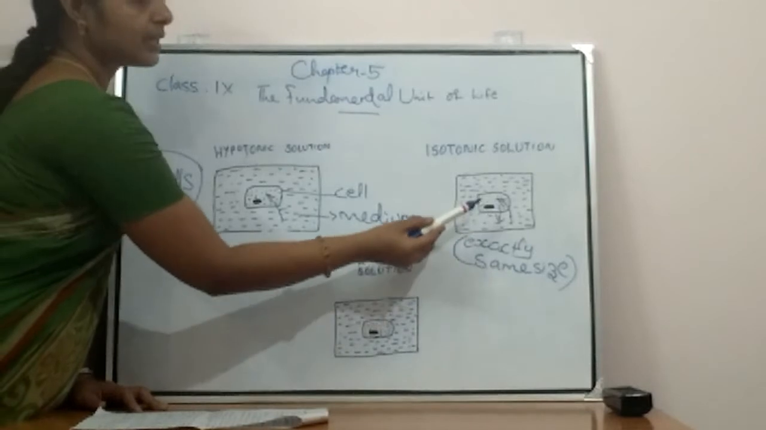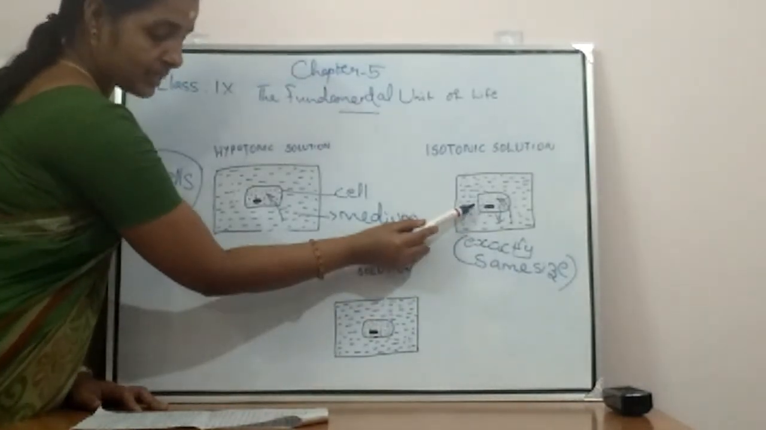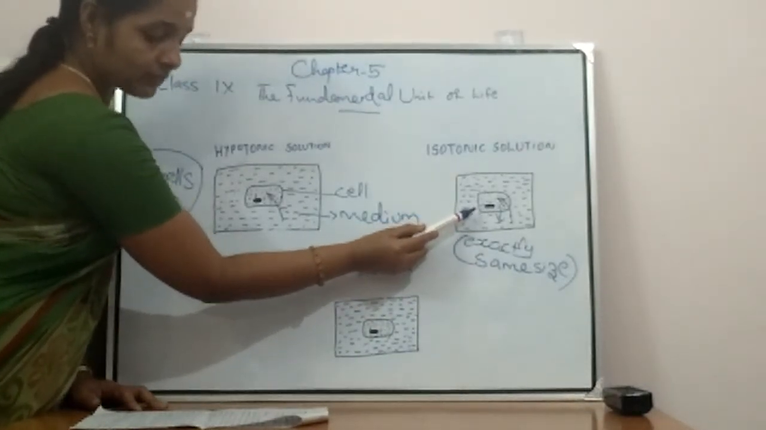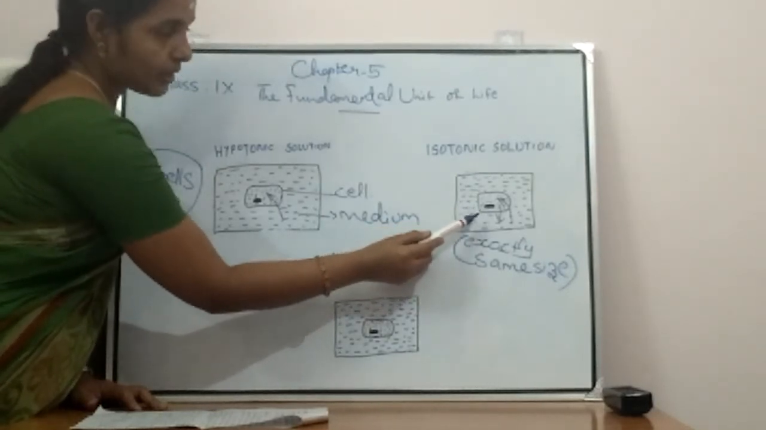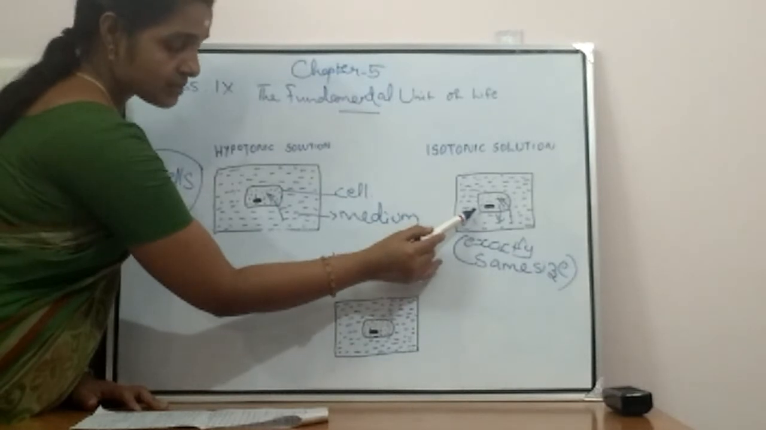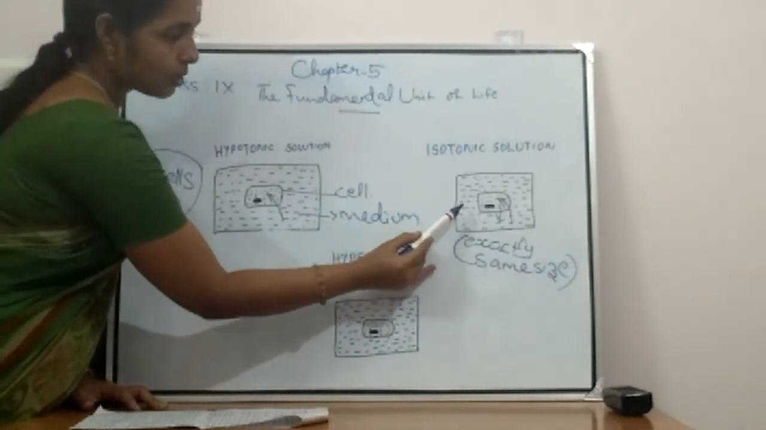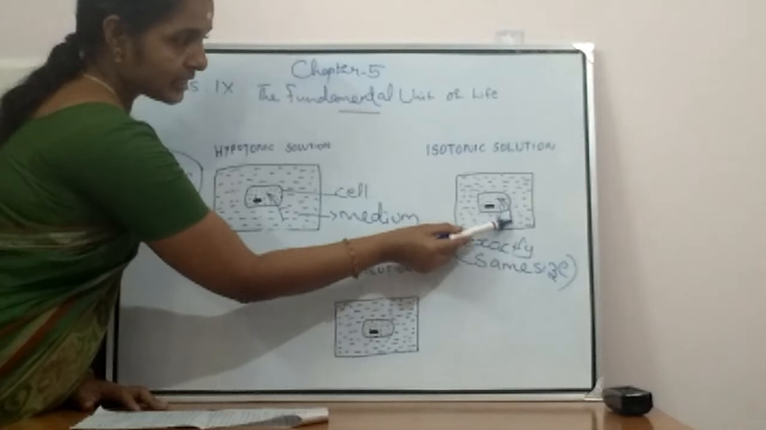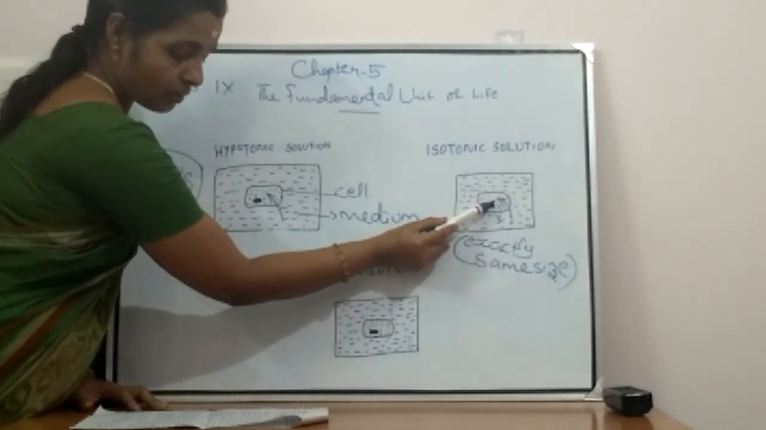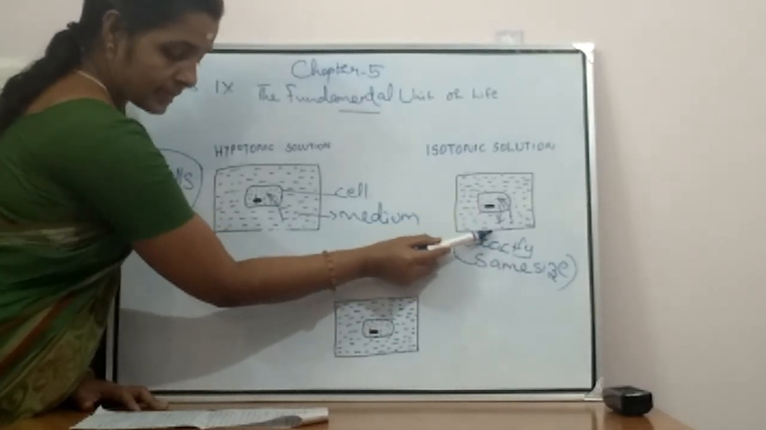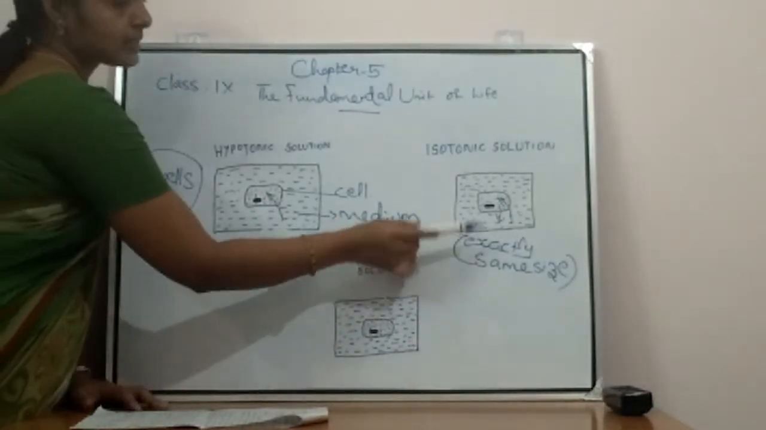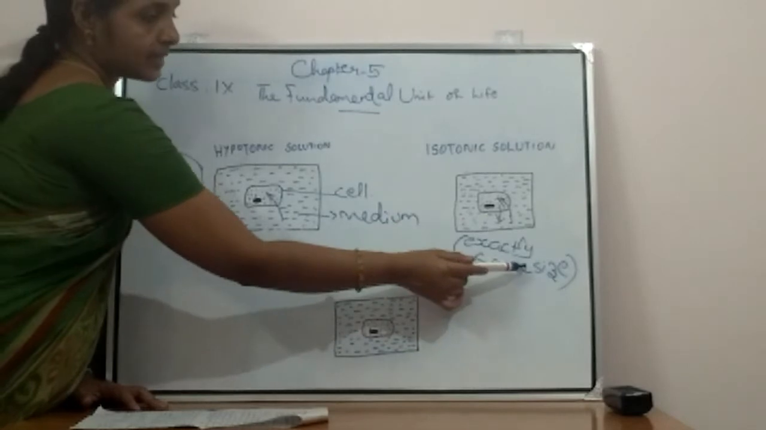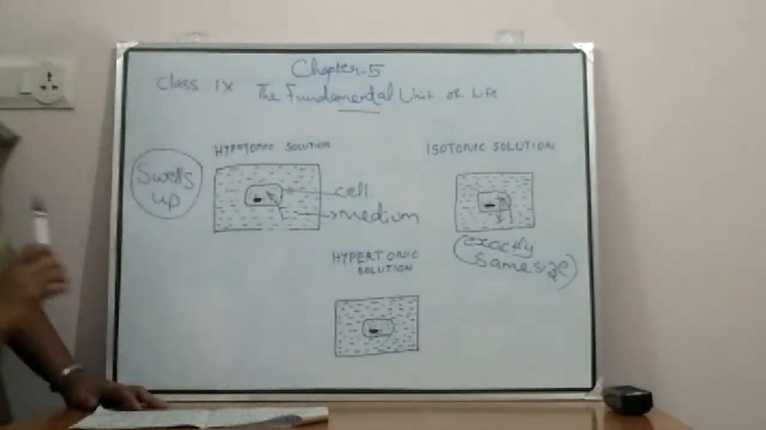And if we put an animal cell or a plant cell in an isotonic solution, what will happen? The cell will stay the same size. Why does the cell stay the same size? Because the amount of water molecules going inside and the amount going outside are equal, there is no overall movement, so the cell stays exactly the same size.